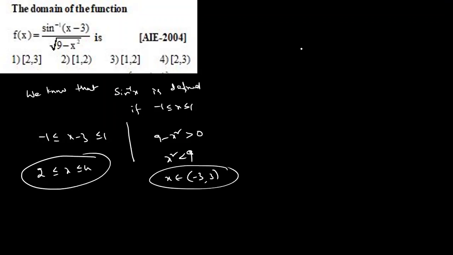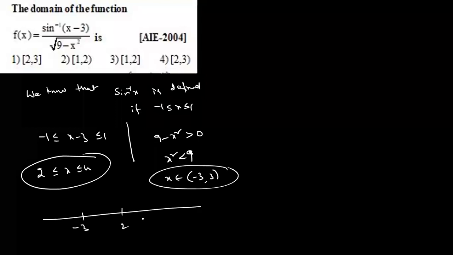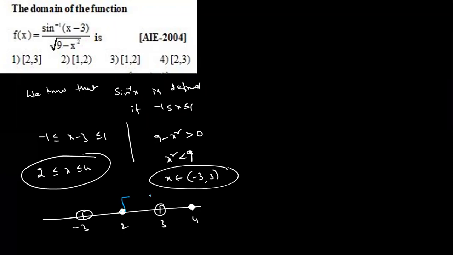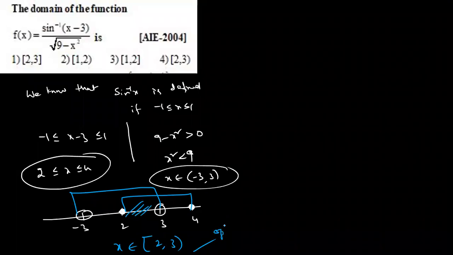From 1 and 2, what is the common region? See carefully. Minus 3, 2, 3, 4. Excluded, included, included, excluded. What is the common region? Like that. So this is the common region, 2 to 3. Now, is the option there? Yes, option 4.